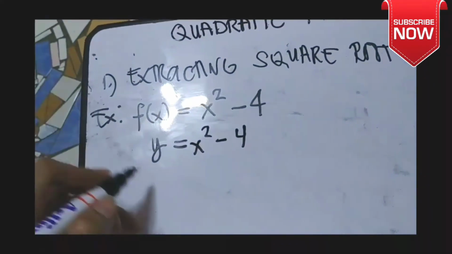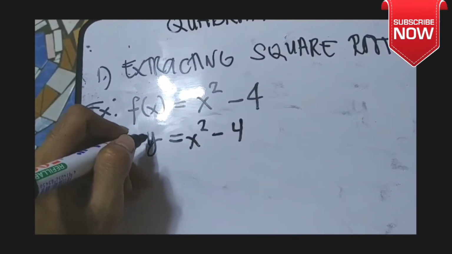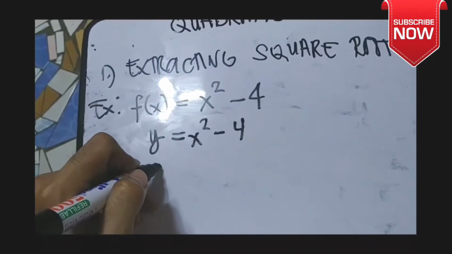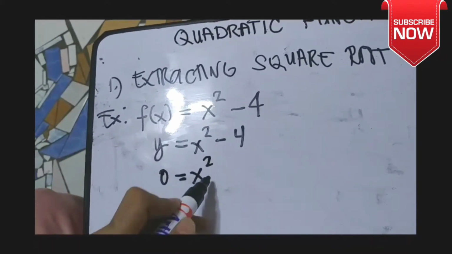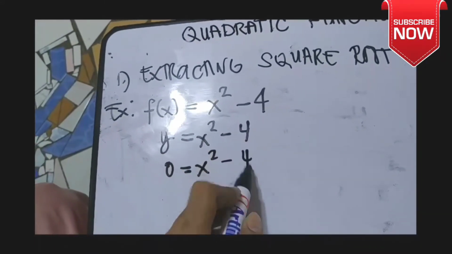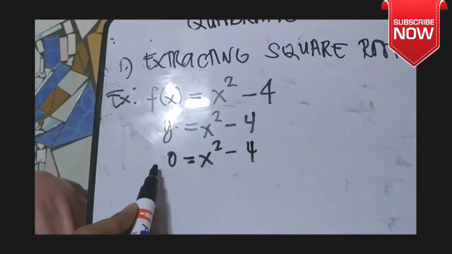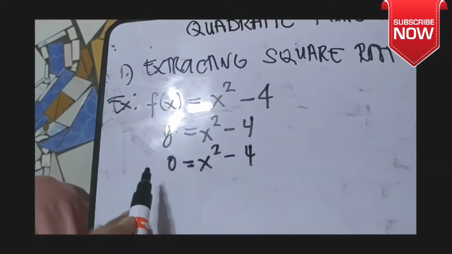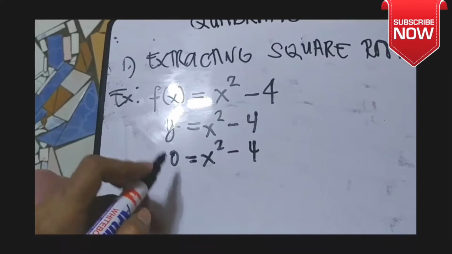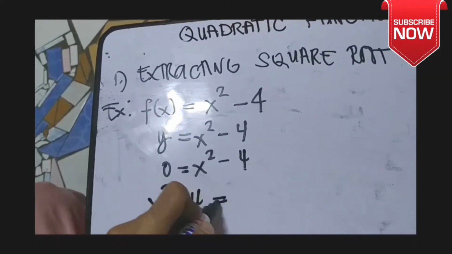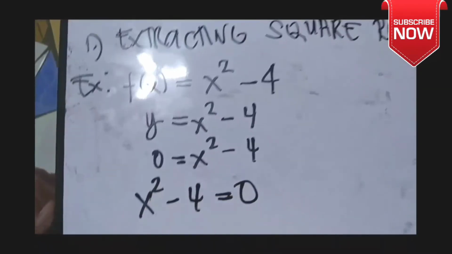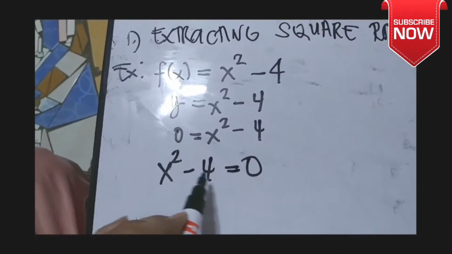So as I've said earlier, we will let y is equal to 0. So 0 is equal to x squared minus 4. Pwede rin nating pagpalitin yung terms sa left side and right side. So pwede nating i-rewrite it ng x squared minus 4 is equal to 0. Depende kung saan kayo mas convenient. So but for me, mas madali yung ganito.